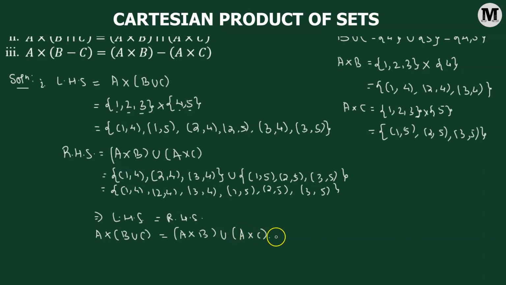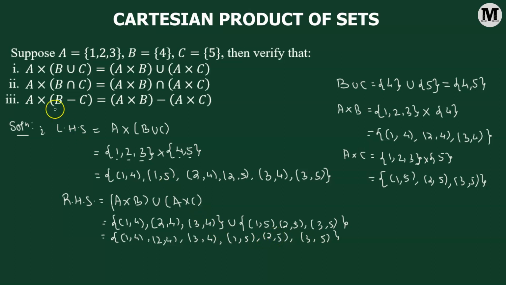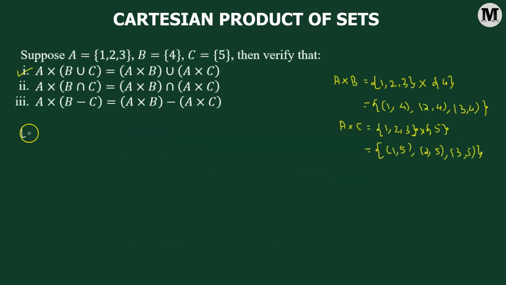Okay, now let's go to the second part. So this time we need to take the Cartesian product of A with B intersection C, and we'll have to show that it equals the Cartesian product of A and B intersection with the Cartesian product of A and C. Okay. So let's start from the left hand side. So on the left hand side, we have the Cartesian product of the set A with B intersection C. And that means we have the set A containing the elements 1, 2, 3.